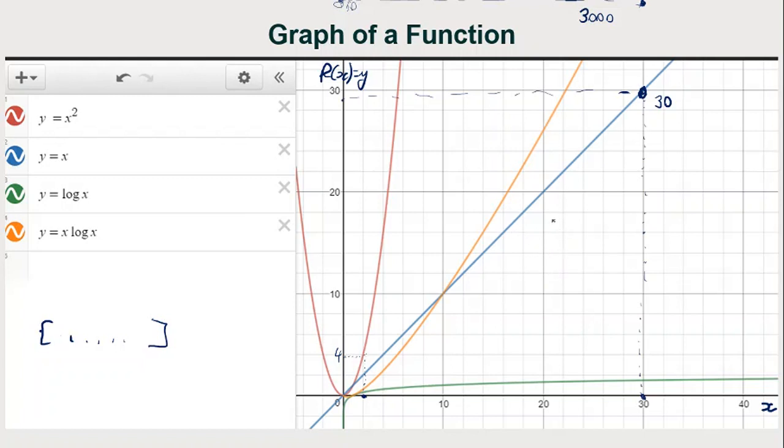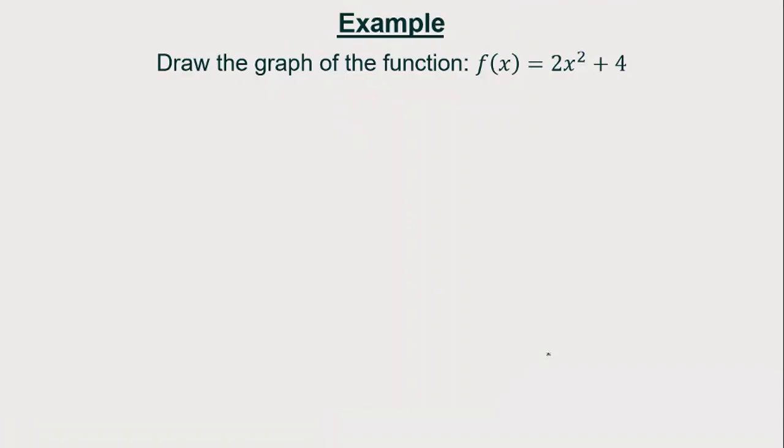Now, our objective here is to make sure you can plot the function and understand what happens with it if you increase or decrease the input. So let's have an example of actually drawing a function. So here, my f of x, the function taking input x, is 2 multiplied with x squared plus 4. So that function takes the input, squares it, multiplies it by 2, and adds 4.